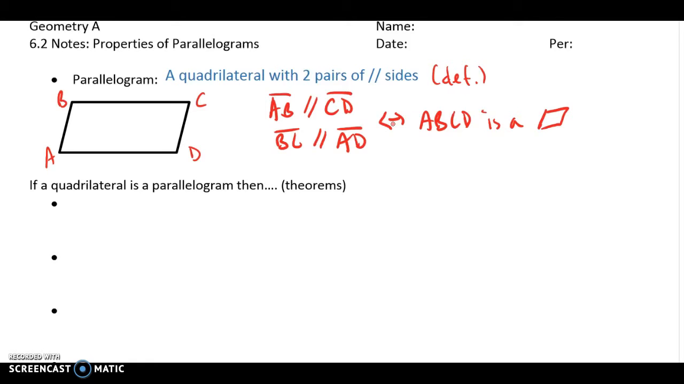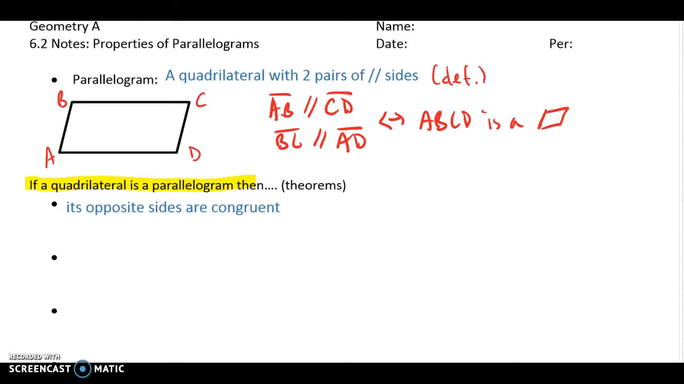Now, we also have some theorems that'll also help us understand parallelograms. So, basically, I've given you a sentence starter. If a quadrilateral is a parallelogram, then certain things will be true. And the first one says that its opposite sides are congruent. All right, and going back to that parallelogram we drew earlier, that ABCD, if we know it's a parallelogram, meaning we know the opposite sides are parallel, then we can say that the opposite sides are congruent.